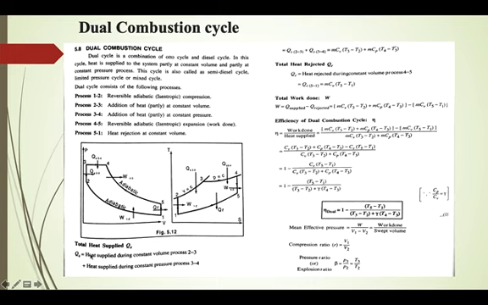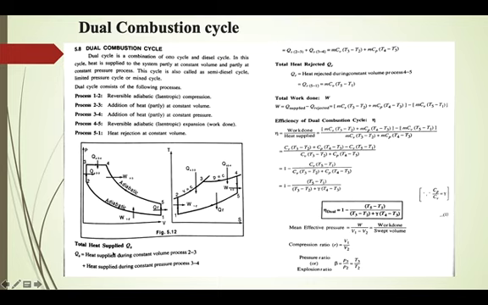So here again, it is seen in the TS diagram also. 1 to 2 is reversible adiabatic compression, therefore it is a vertical straight line. 2 to 3 is constant volume heat addition, 3 to 4 is constant pressure heat addition, 4 to 5 is isentropic expansion, and 5 to 1 is constant volume heat rejection.